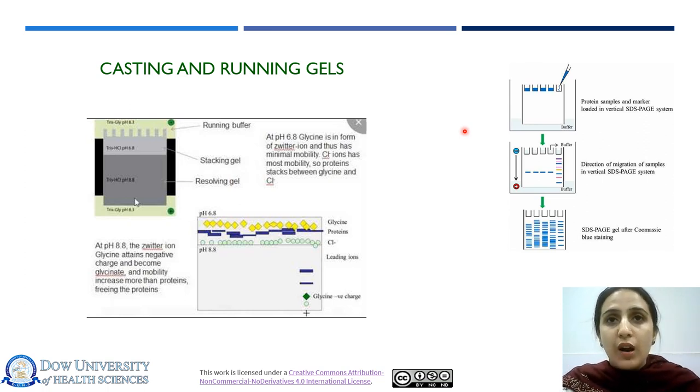So basically, there are two ions that are responsible for the stacking of the protein molecules onto the gel, and these are called the leading ions and trailing ions. The leading ion is the chloride ion, and the trailing ion is the glycine ion. So at pH 6.8 of the stacking gel, the chloride ion has a negative charge while the glycine has a positive charge, and the proteins are negatively charged over there because of the use of the SDS, or even if they are not negatively charged, they have a mix of positive and negative charge.